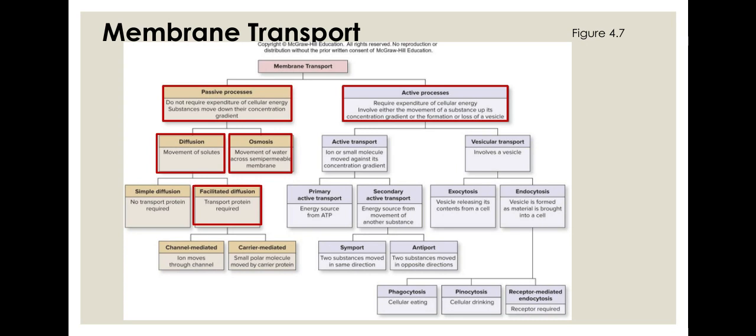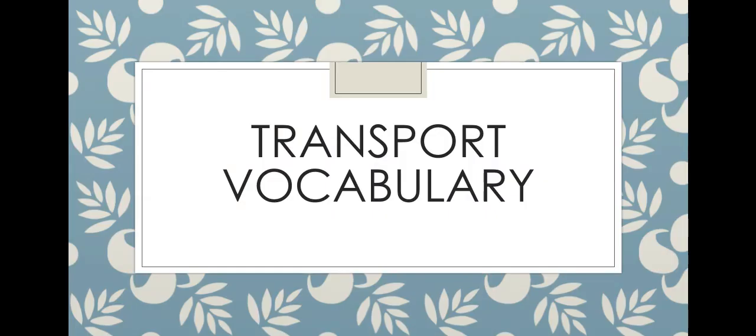Well, there are passive processes that do not require energy. We're going to specifically look at diffusion, osmosis, and facilitated diffusion. And then there are active processes that do require ATP or energy in order to work. We're going to look more at active transport, vesicles, and sort of how these work as well. In order to do that, we need some special vocabulary.